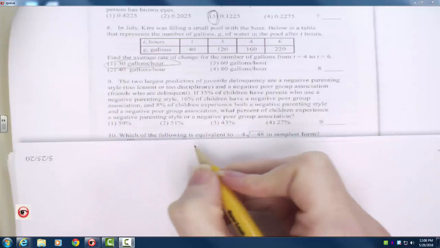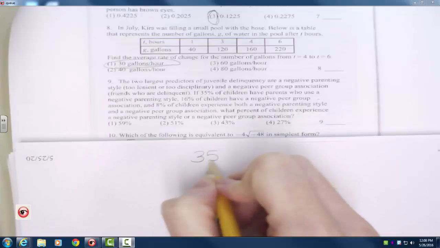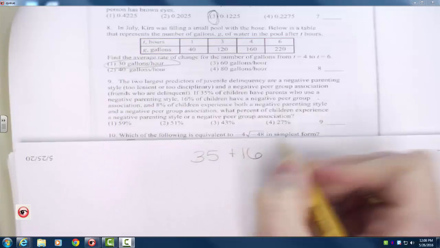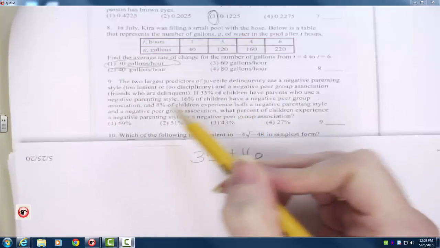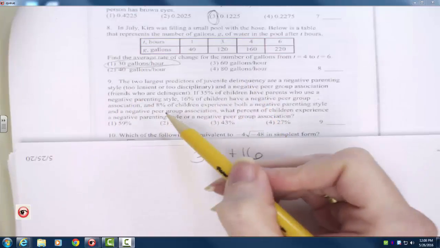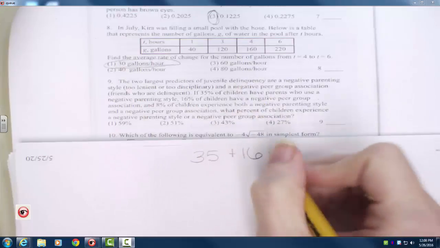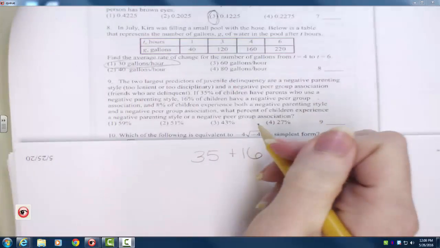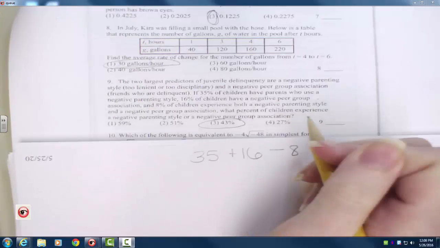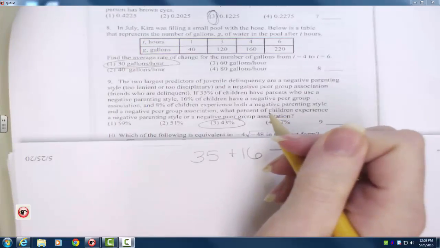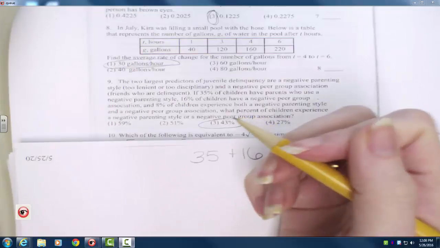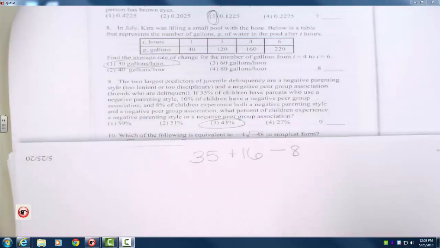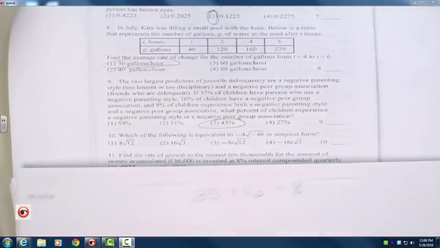So, or means I'm happy with the other one, so I would add them together. 35 plus the 16. But remember, the 8 have both. They're not just in one, they're in both percentages. So you need to subtract off the 8. And so when I do that, 35 plus the 16 minus the 8, that gets me the 43%. So when they're telling you that kids are involved in both groupings, you want to make sure that you take out that double group.